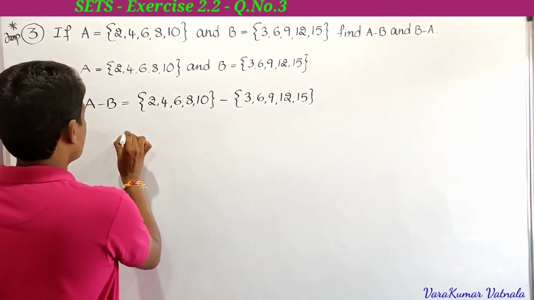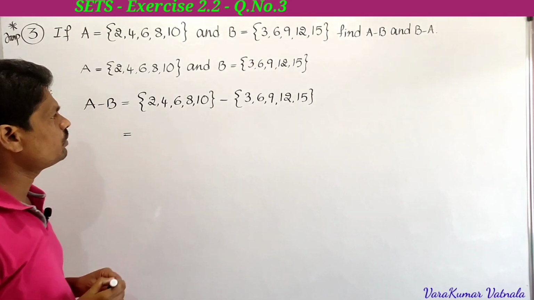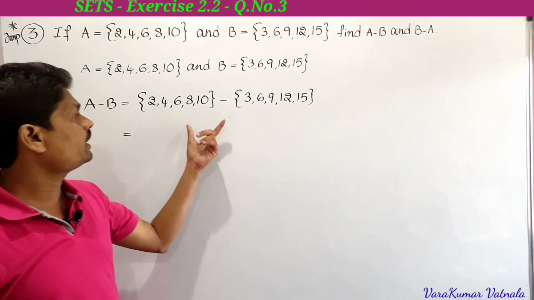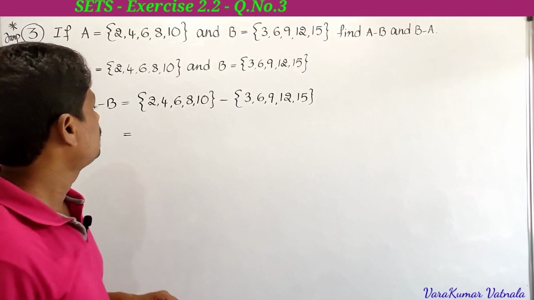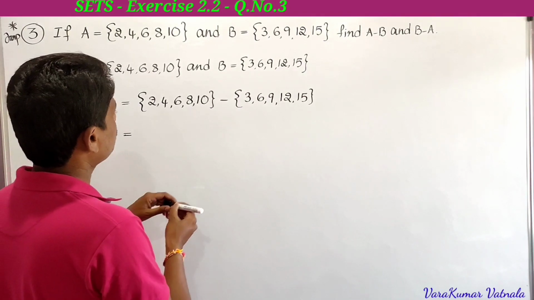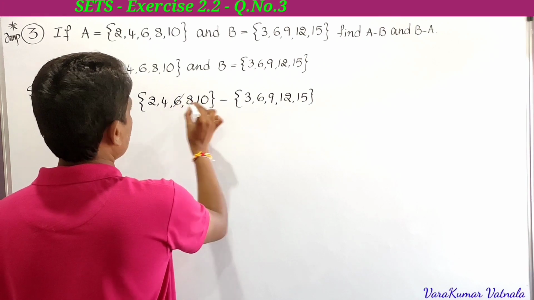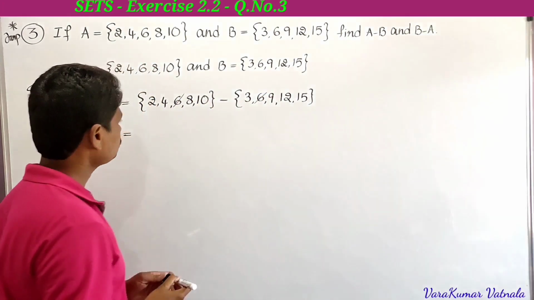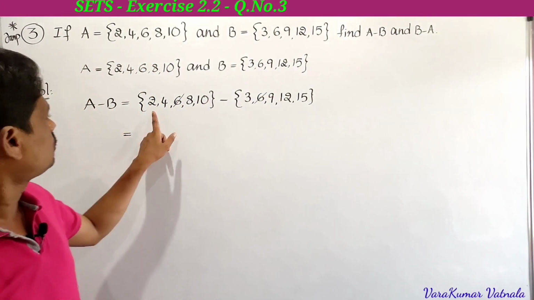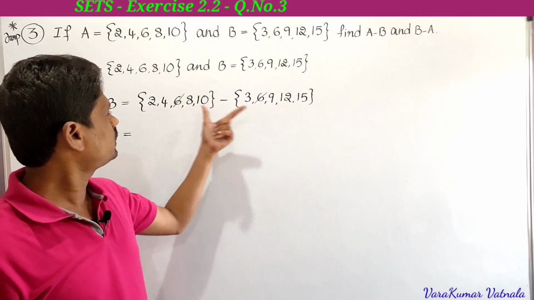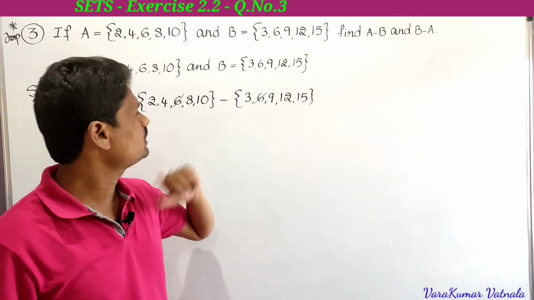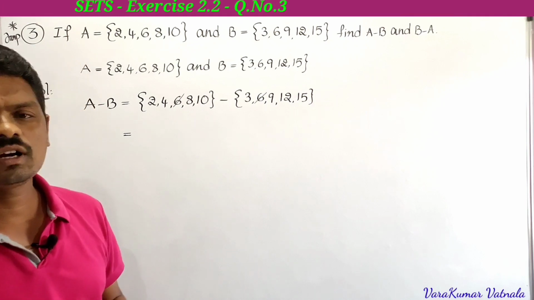So now we have to find A minus B. Before that we have to identify the common elements. So what are the common elements in both? 6 is the common element. We just have to cancel 6 in both. Next, 2 is not there, 4 is not there, 8 is not there, 10 is not there. Only 6 is the common element.